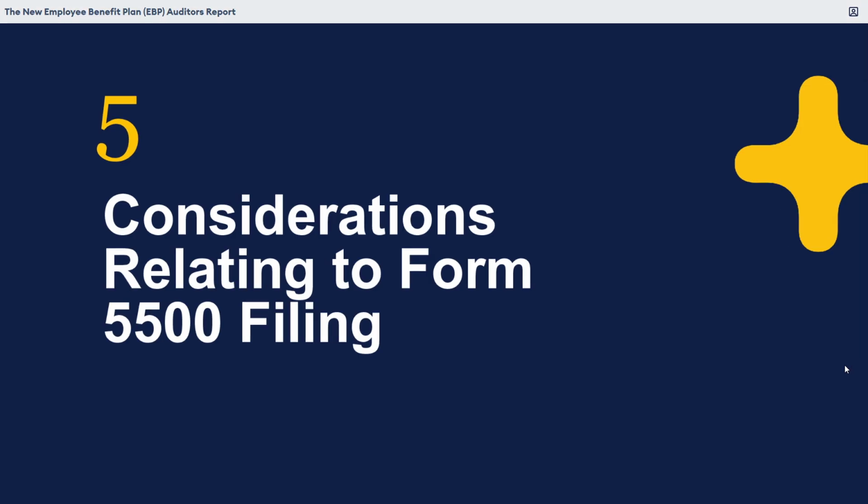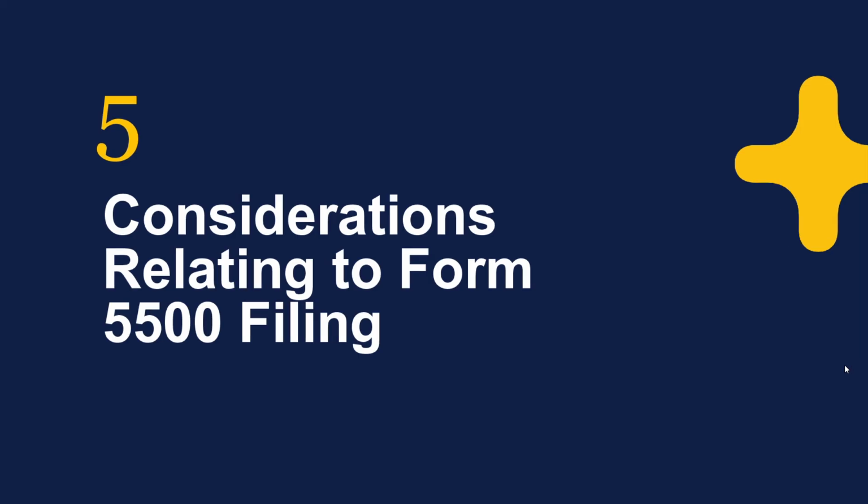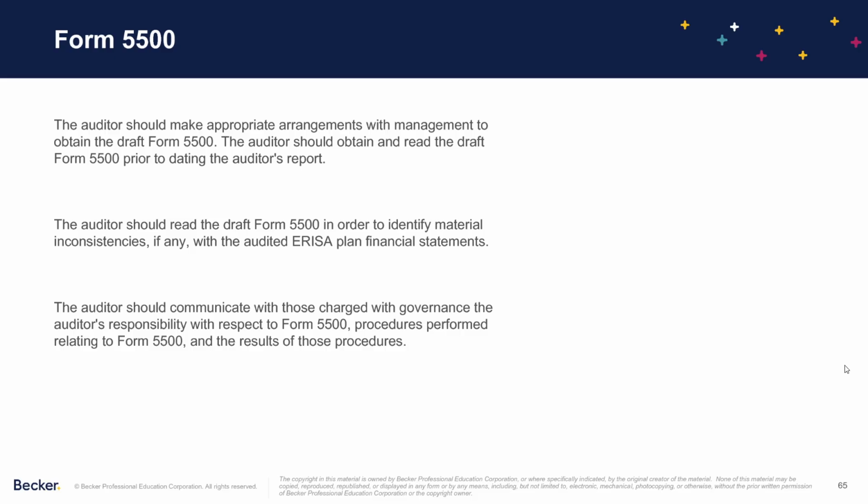So let's talk about the Form 5500 filing. As we mentioned earlier, DOL, the Guarantee Corp, and the IRS all agreed that instead of having management do 90 different forms, they would agree on the form and content of a single form for management to go through. So the auditor should make appropriate arrangements with management to obtain the draft of the Form 5500, and we need to obtain and read that draft prior to dating the report.